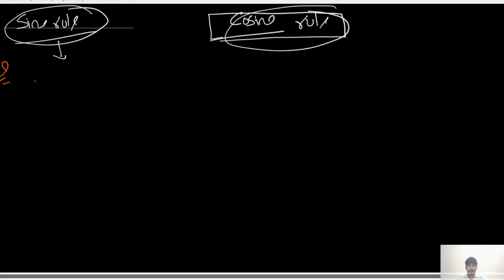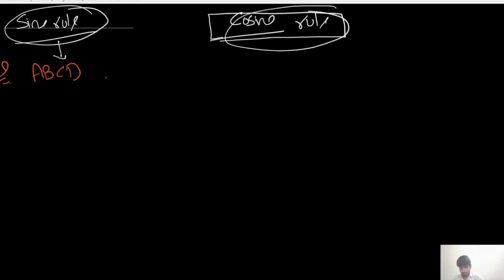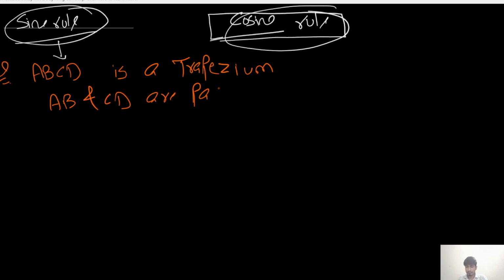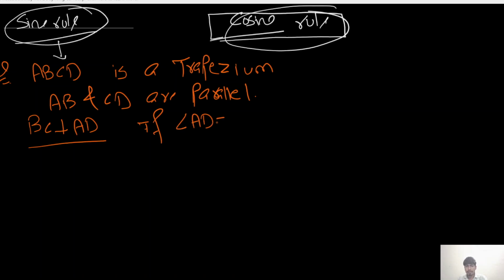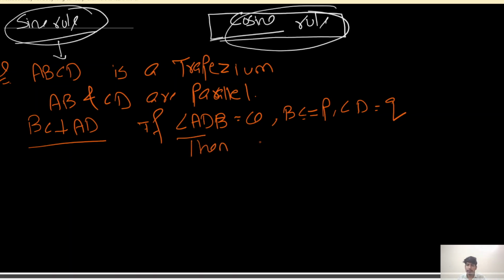What is our question? If ABCD is a trapezium, and the second condition is AB and CD are parallel sides, and third is BC is perpendicular to AD, and if angle ADB is theta and BC is equal to P, CD is equal to Q, then find the length of AB. Okay students, so we have to find the length of AB.